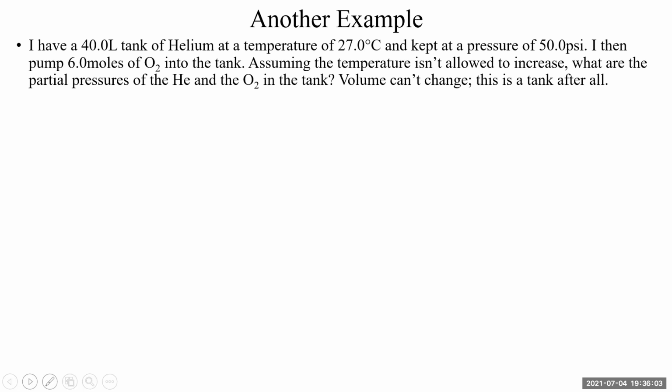So I have a 40-liter tank of helium. Let's write all this down. Volume equals 40 liters. Temperature equals 300 Kelvin, since 273 plus 27 is 300 Kelvin. Pressure is 50 psi. So that's at the beginning. I pump 6 moles of oxygen into the tank. At the beginning, all I have is helium.